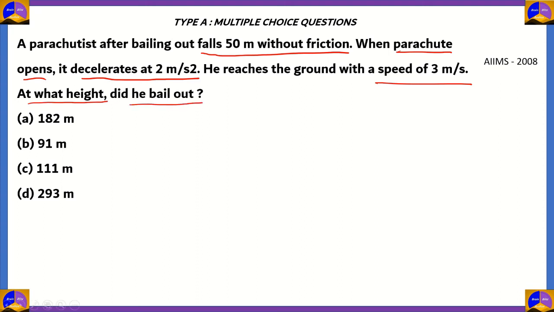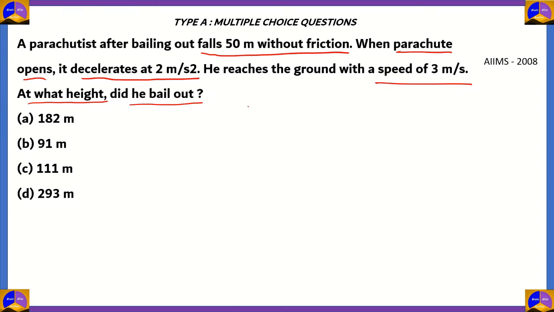So over here we have two scenarios in this problem. The first scenario is after bailing out of the plane, a parachutist goes down 50 meters, and we're supposing that there is no friction at this stage. And then he opens the parachute. When the parachute opens, there is a significant amount of friction, and that friction ensures that the parachutist is decelerating at 2 meters per second square. And the final speed when he reaches the ground is given as 3 meters per second. You need to find out the total height of the jump.